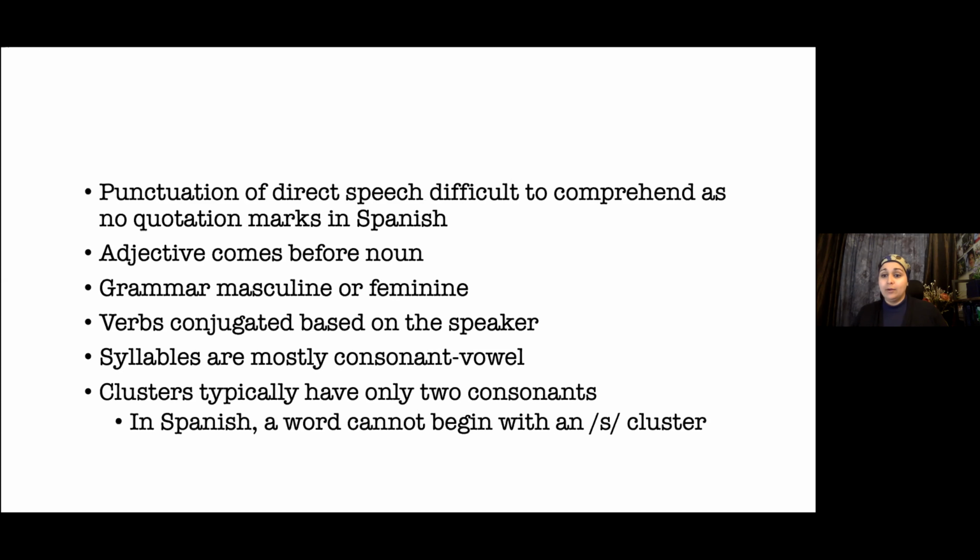Adjectives come before nouns in Spanish. Grammar is masculine or feminine. That does not exist in English. Verbs are conjugated based on your speaker. Syllables are mostly consonant vowel, and clusters typically have only 2 consonants. So in Spanish, a word cannot begin with an S cluster. So a lot of times, again, we're assessing these children and they have consonant cluster reduction.